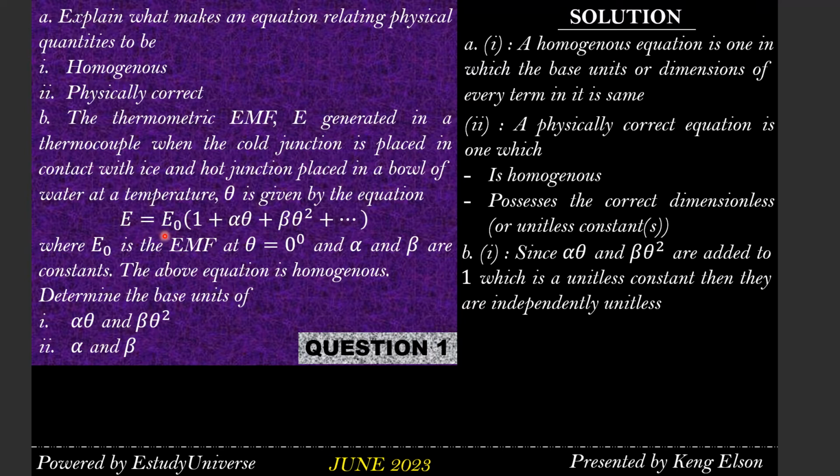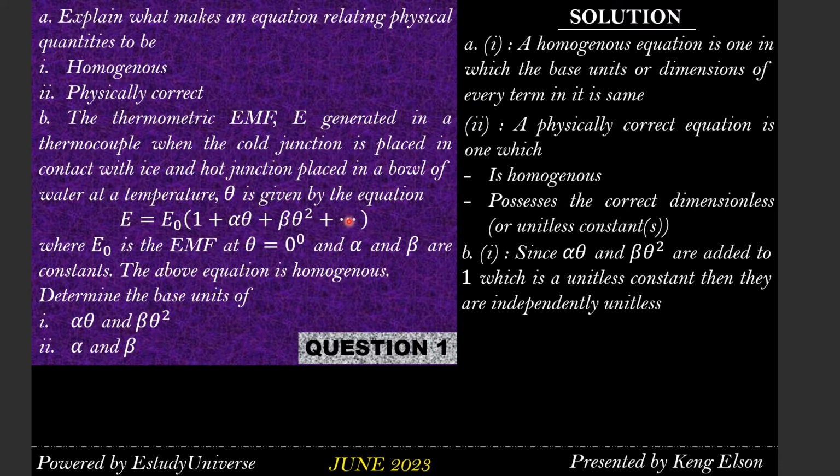Now you realize that this equation is E equal to E0 times a certain something: 1 plus alpha theta plus beta theta squared, and so on and so forth. Now you clearly see that since E0 is also EMF, it therefore means that E as well is also EMF. Then for this equation to be homogeneous, this quantity in bracket is supposed to be unitless.